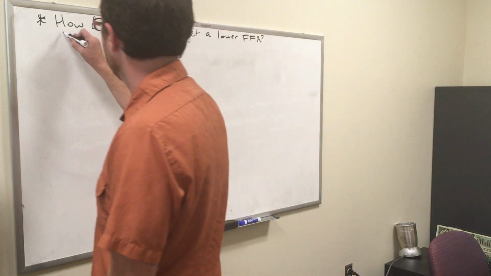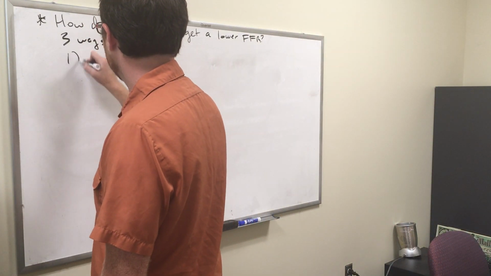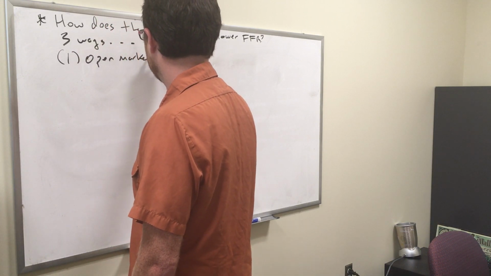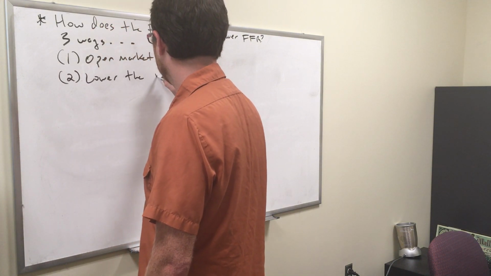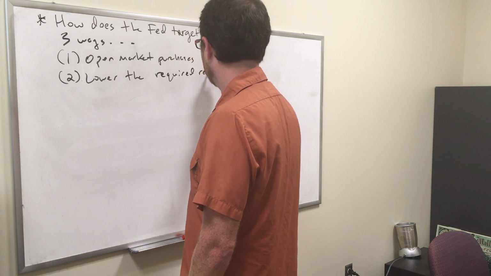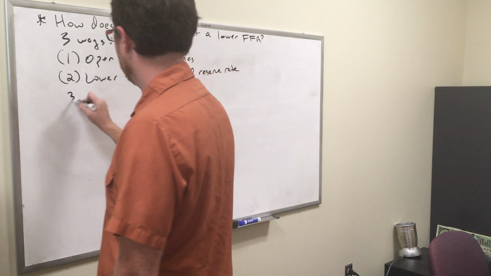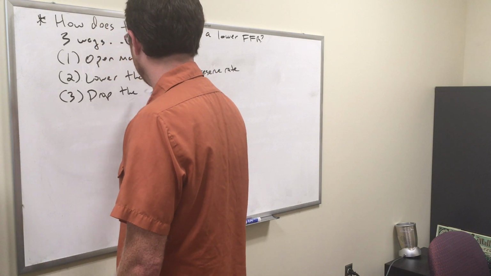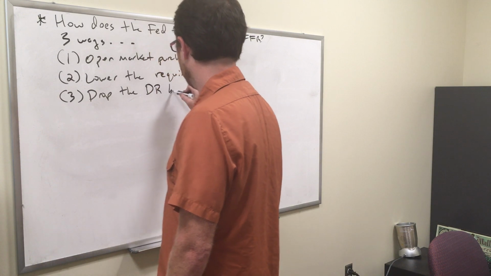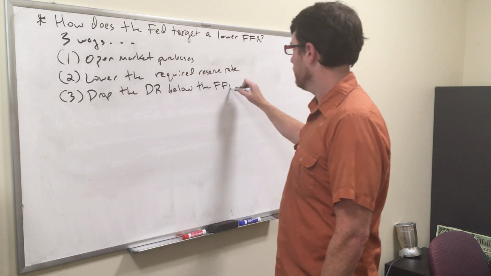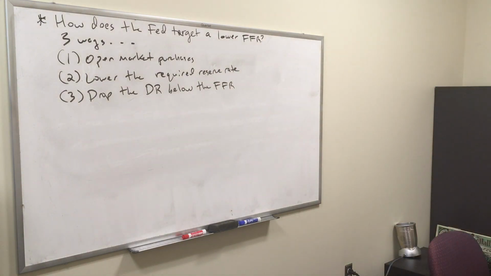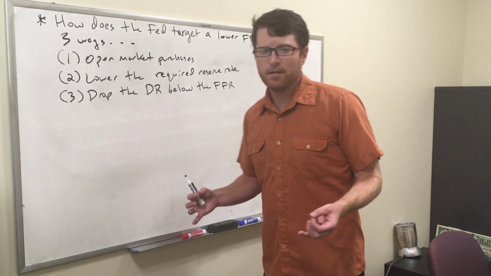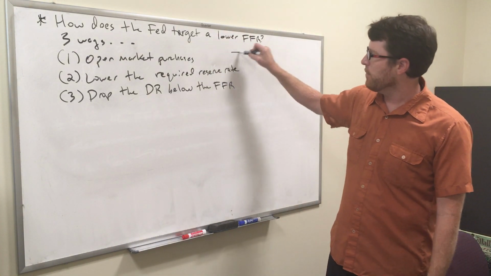Okay, there are three ways. The three major ways they can do that is as follows. Open market purchases, lower the required reserve rate, or drop the discount rate below the federal funds rate. That's the three things we just went over, right? We just went over these three things. This is how you increase the money supply.